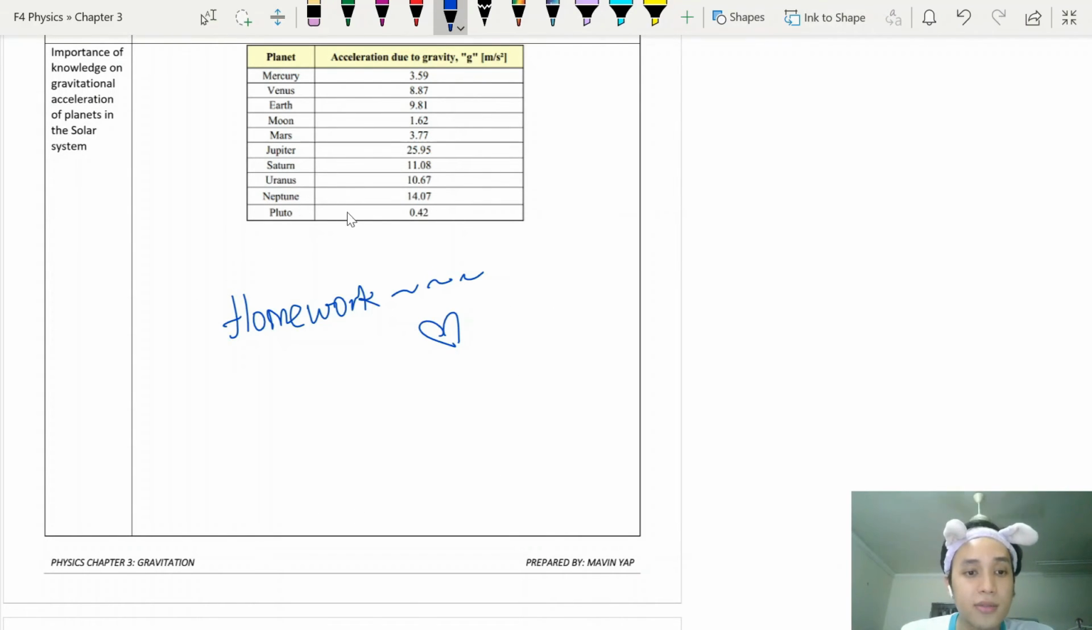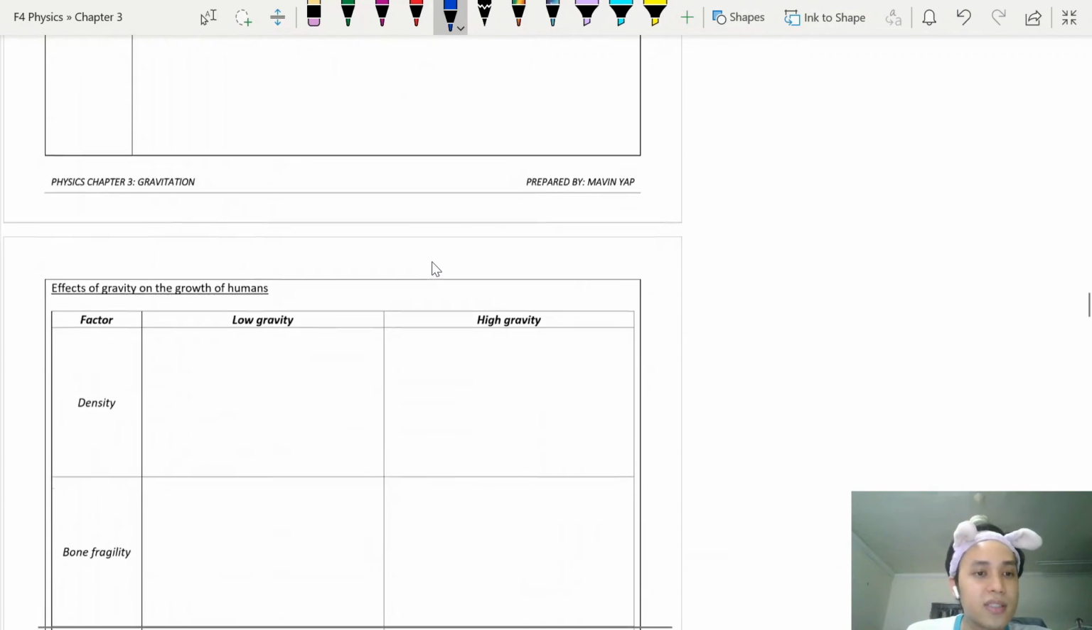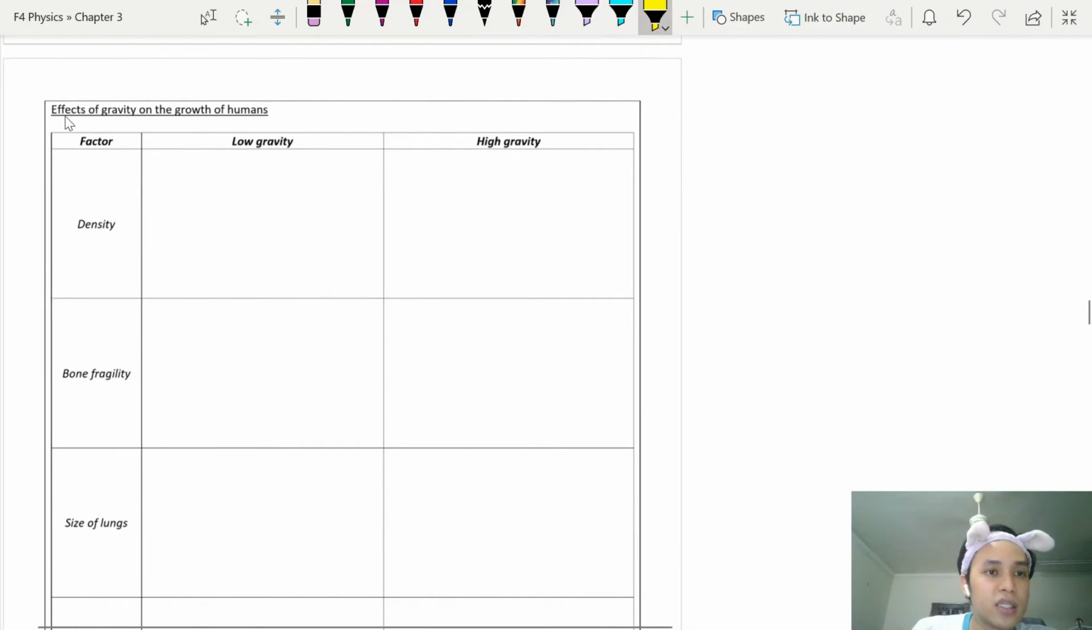But to my students, two assignments for you. One is to find out the information about this one. Why do we need to know gravitational acceleration on different planets? How does this help, especially in space exploration? Another thing that you need to find out is this: the effects of gravity on growth of humans.